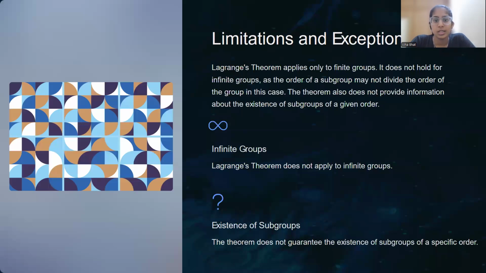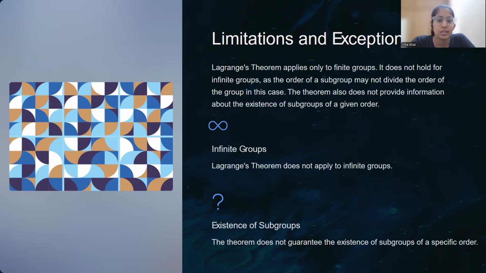What are the limitations and exceptions of Lagrange's theorem? Lagrange's theorem applies only to finite groups. It does not hold for infinite groups, as the order of a subgroup may not divide the order of the group in this case. The theorem also does not provide information about the existence of subgroups of a given order.